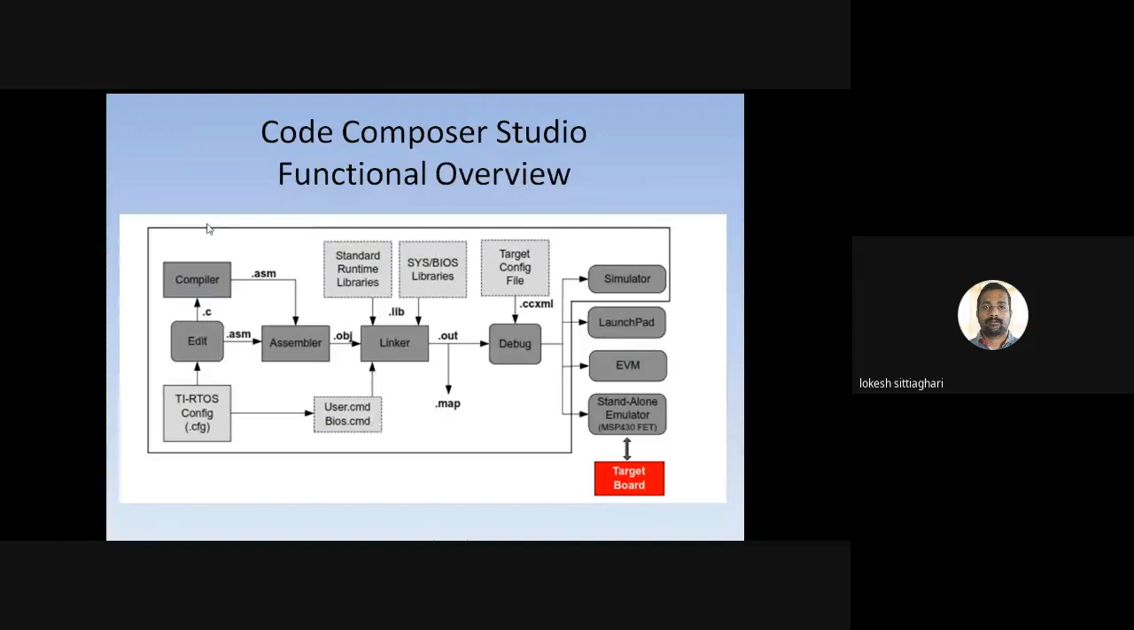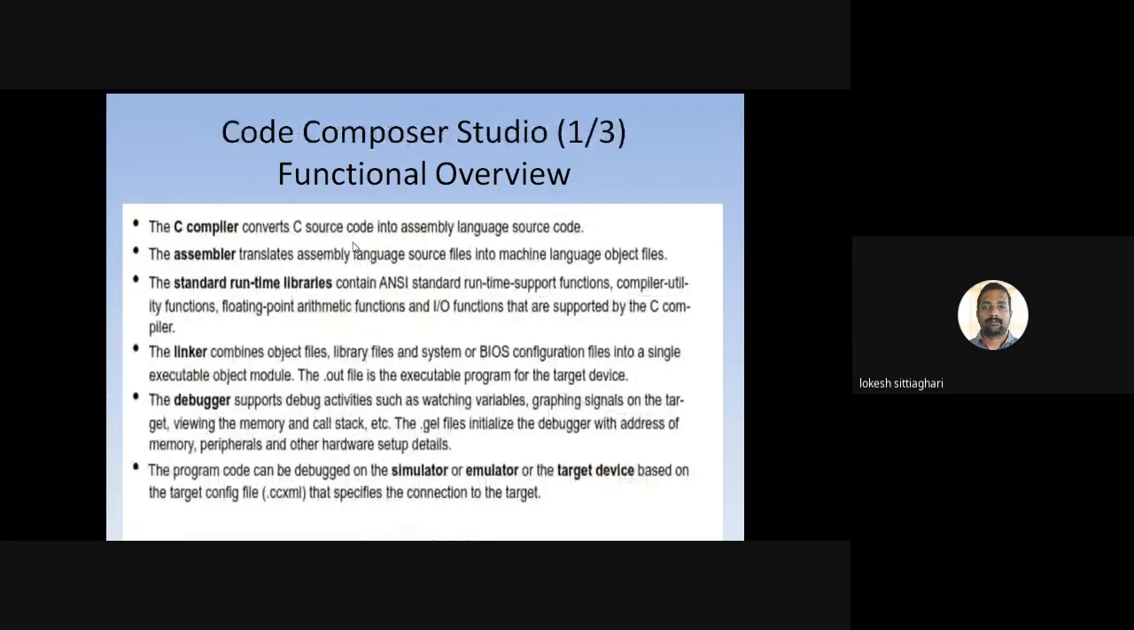So these are the functional overview of the Code Composer Studio: how the program is written, how it is debugged, and how it is run on the target board. You can see here we have a standard library, C compiler, assembler, standard library, linker, debuggers, and we can put it into the target devices.